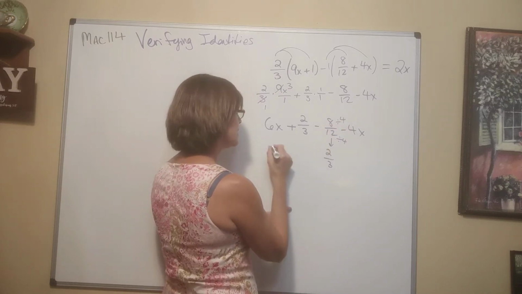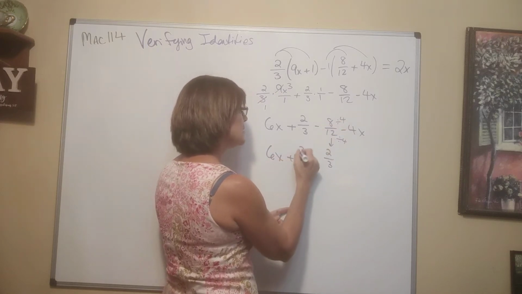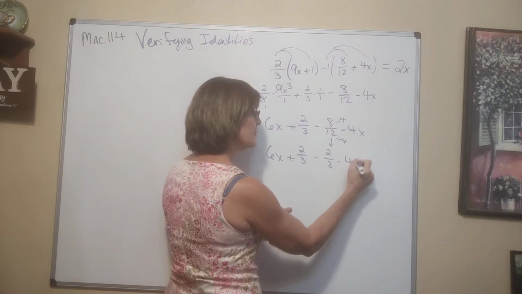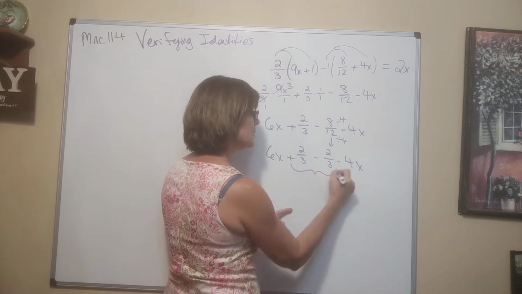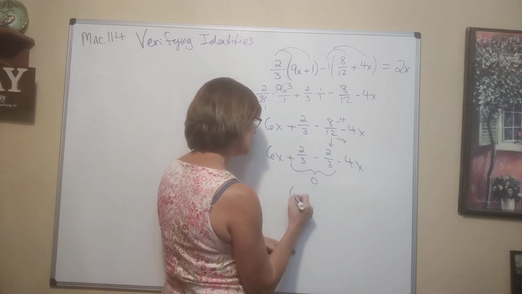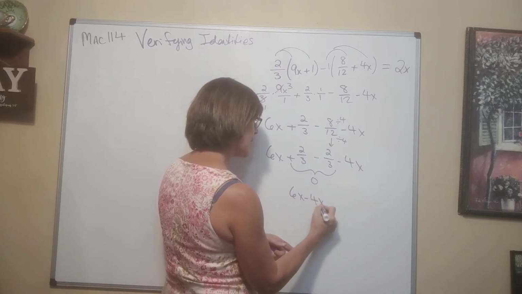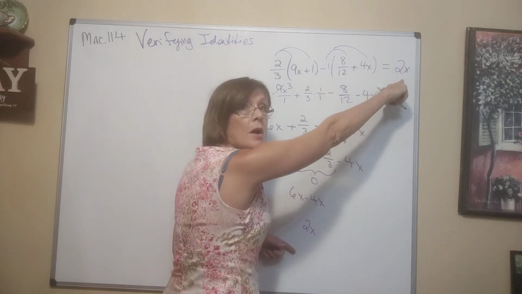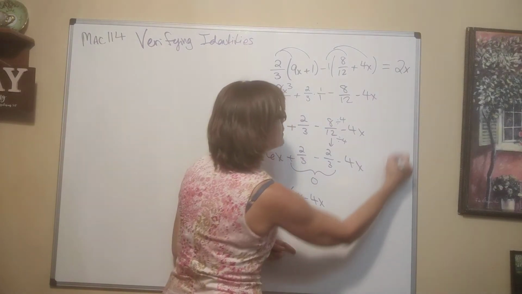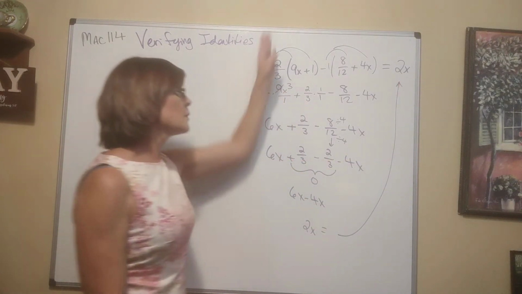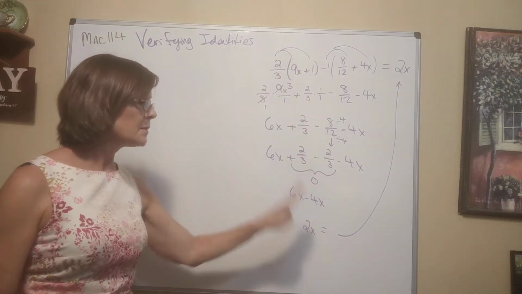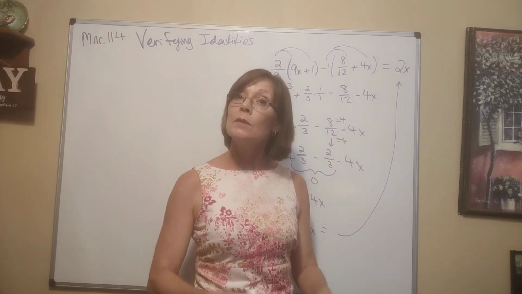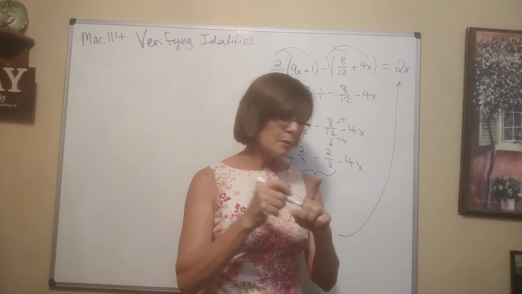So what I have here is 6x plus 2/3 minus 2/3 minus 4x. This plus this is 0, so I have 6x minus 4x, and so I get 2x. Oh, that's what I wanted it to be, equals 2x. So notice I worked with one side of the equation until I made this side look like that side. That's what we're going to be doing, only we're going to be doing it with trig. So here we go.